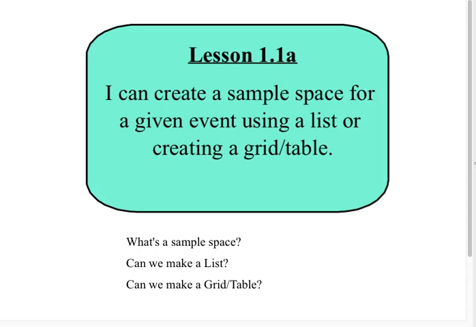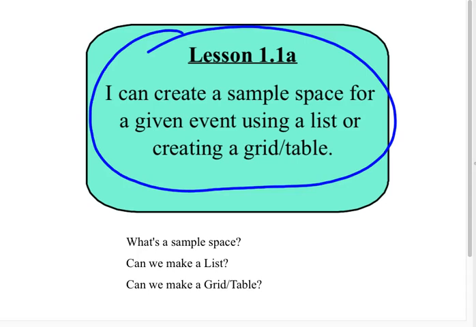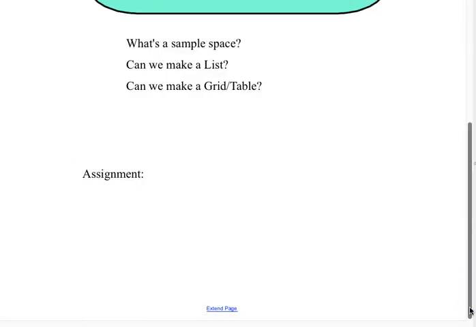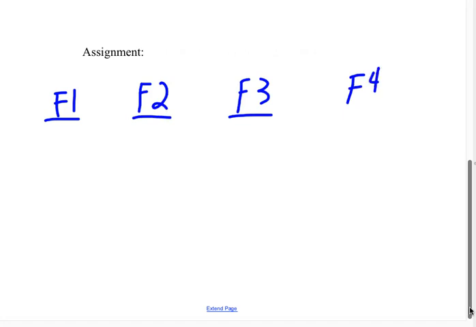Now, keep in mind what our learning goal is. I can create a sample space for a given event using a list or creating a grid or table. On your homework, I just want to give you a hint. You will be asked to flip a coin 4 times. So I'm going to make a little list here. Flip 1, flip 2, flip 3, and flip 4. 4 times in a row, flipping the same coin. So what are some of the options that we have for results? Well, we could go heads, heads, heads, heads. That would be one possible option.